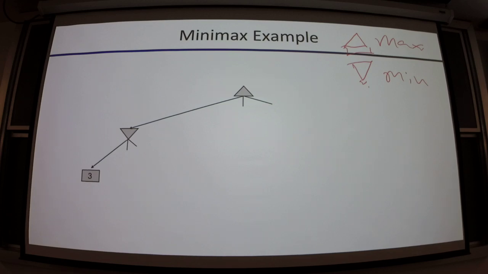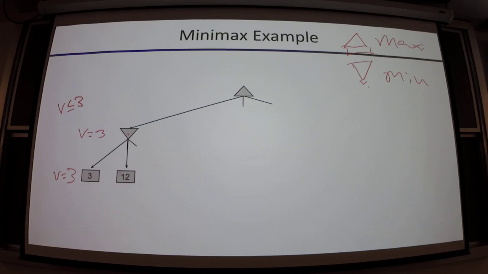So we evaluate this min node's leftmost child, and we find a value of 3. So the value of this node is exactly 3. Then we're going to take the min. This node here takes the minimum value. So for now that value is 3, but we know that at the end of the day, the value is going to be less than or equal to 3. That will be important later. But for now, it's 3.